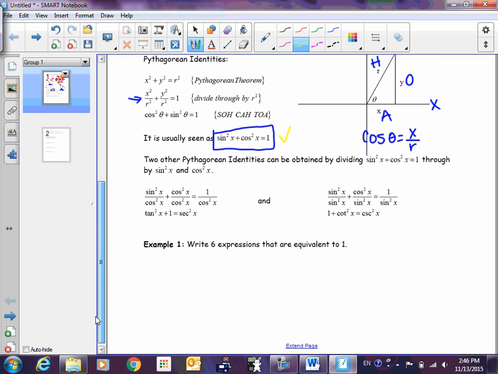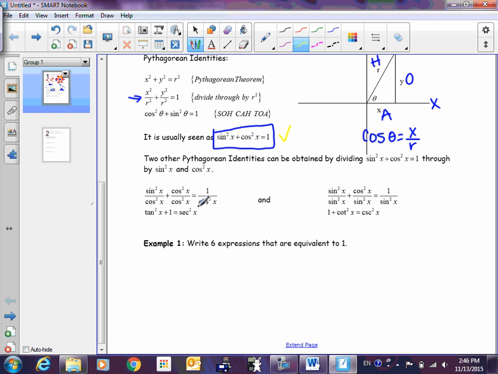Okay, so we have 3 Pythagorean identities. See how this first one starts off just like normal: sine squared plus cosine squared equals 1. And what did they divide each thing by? Cosine squared. So then we use our trig identities. Sine divided by cosine, that's tangent. So sine squared divided by cosine squared, that's tangent squared.